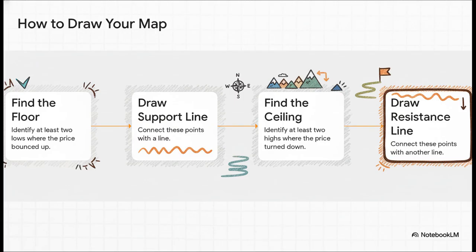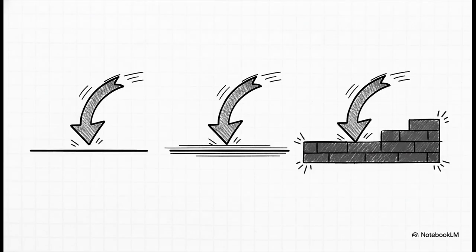And to find your resistance, the ceiling, you just do the exact same thing, but for the highs. Find at least two peaks where the price got rejected and connect those. That's it. And here's a little pro tip for you. The more times a level gets tested and holds, the stronger and more significant it becomes.